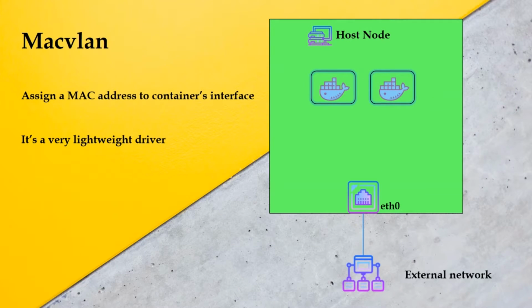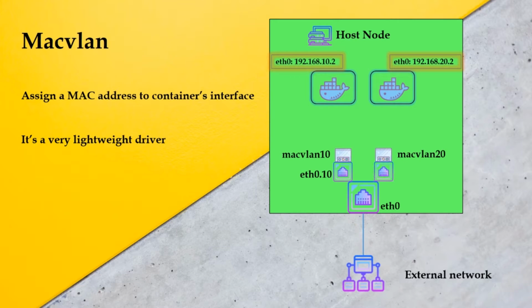MAC VLAN. Some applications, especially legacy applications which monitor network traffic, expect to be directly connected to the physical network. In this type of situation, you can use the MAC VLAN network driver to assign a MAC address to each container's virtual network interface, making it appear to be a physical network interface directly connected to the physical network. It's a very lightweight driver because rather than using any Linux bridging or port mapping, it connects container interfaces directly to host interfaces.